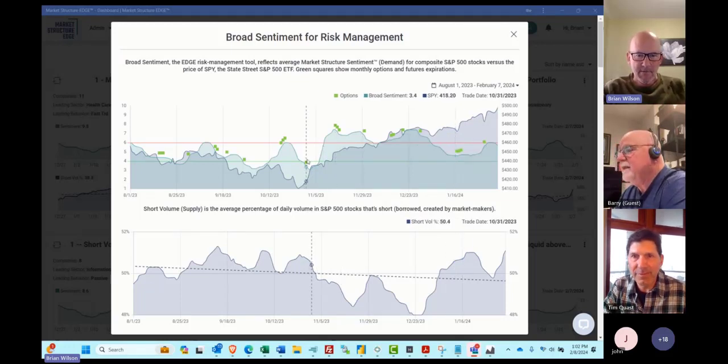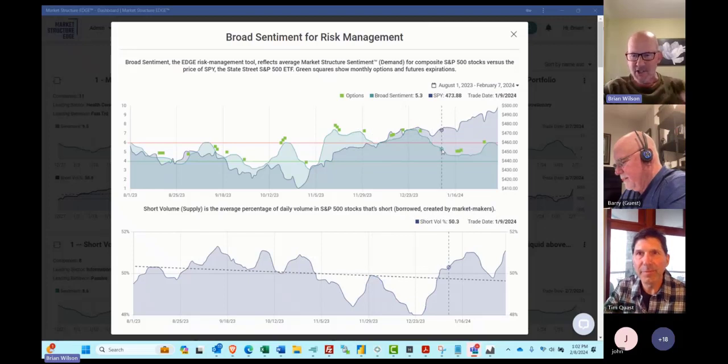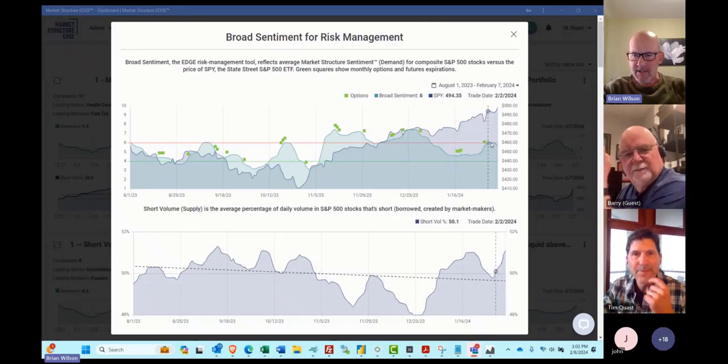You can see that we moved above it back in November. You'll stay above it for a period of time, move back above it. It's just the natural rhythm of the market itself. Well, you can see we briefly moved back above it here just a couple of days ago.